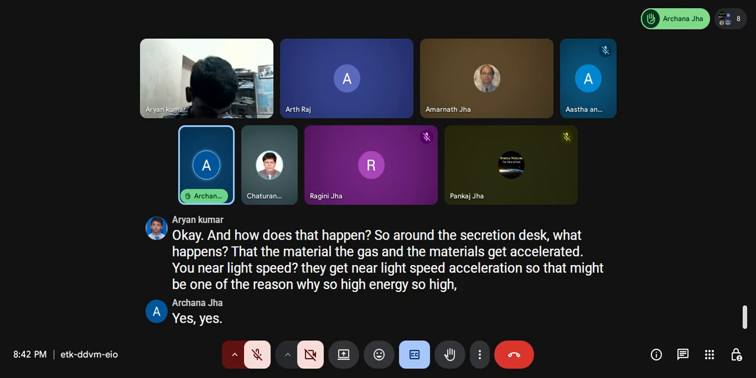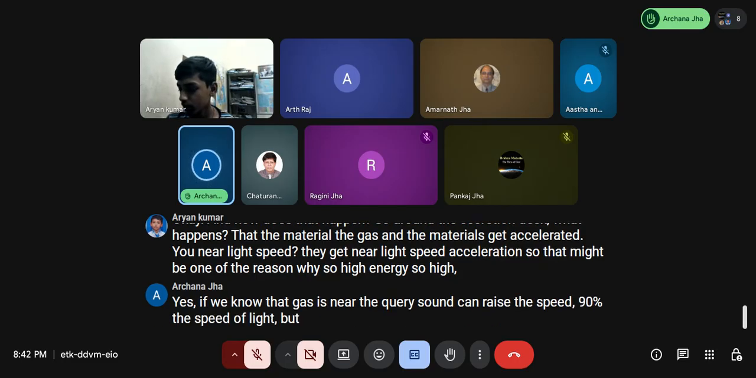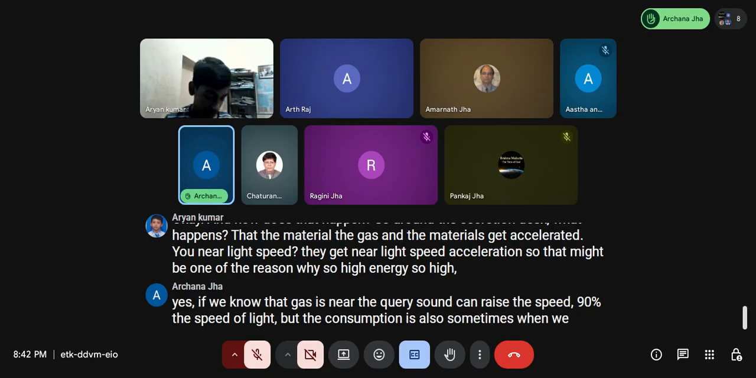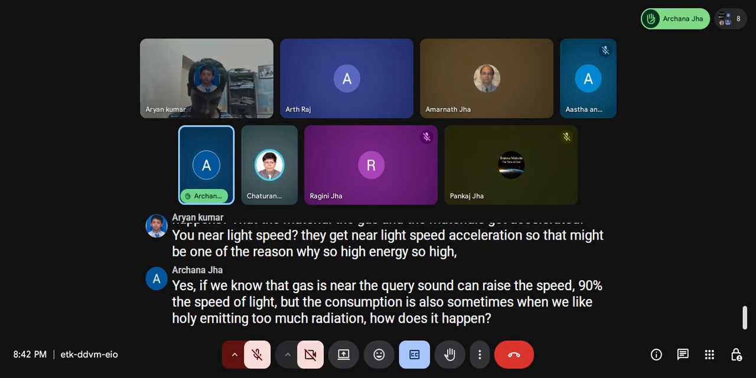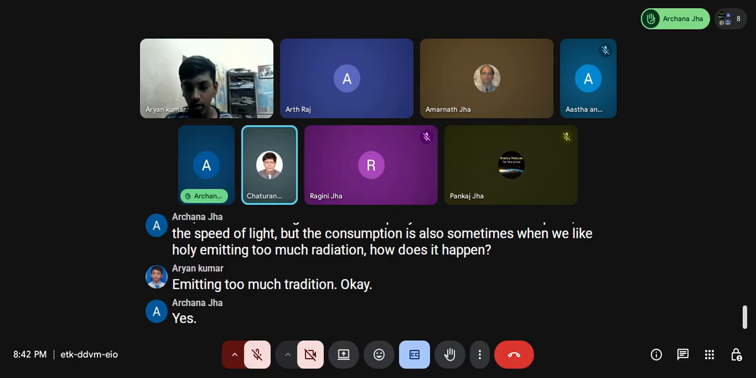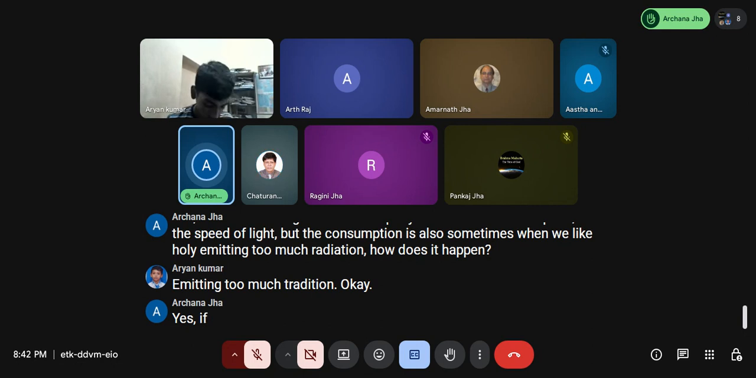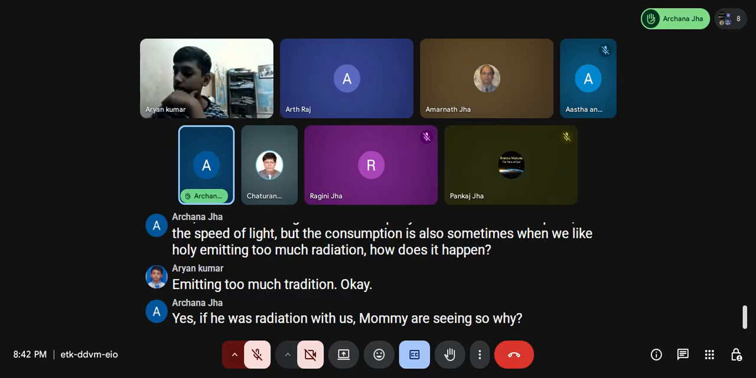Yes, we know that the gases near a quasar can reach 90% the speed of light. But quasar tsunamis occur sometimes when the black hole is emitting too much radiation. How does that happen? It has been observed that when a quasar is emitting too much radiation, quasar tsunamis are seen. So why did it happen?